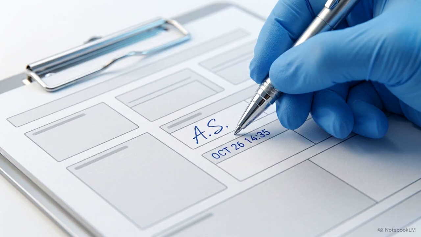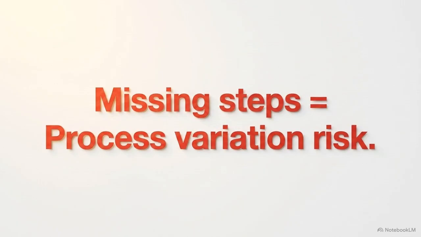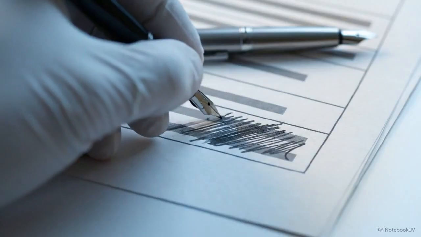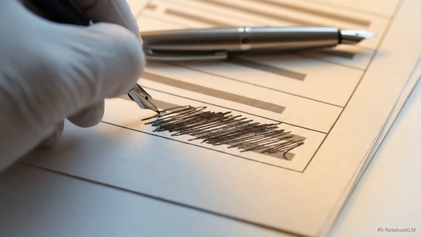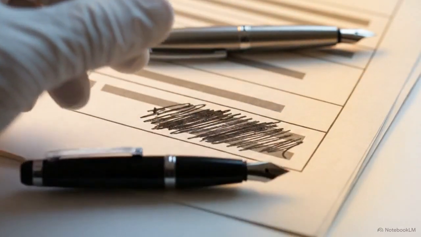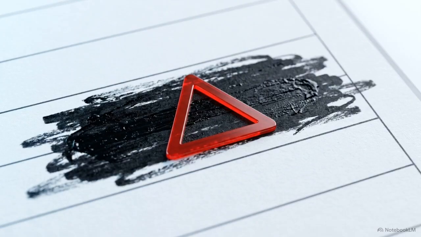This phase requires constant ALCOA++ compliance on every logbook and batch record. In the heat of production, errors happen. An operator might perform a cleaning step perfectly, but fail to check the box, or override a recording error without adding a signature and date. These recording errors are more than just paperwork mistakes. They are immediate data integrity risks that auditors flag the moment they see them.